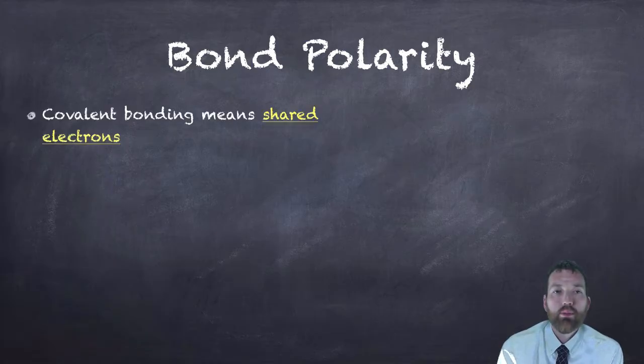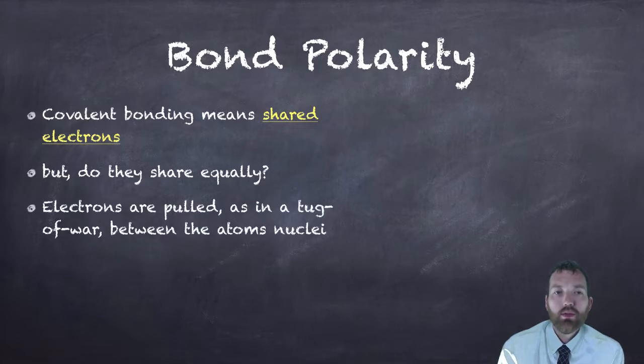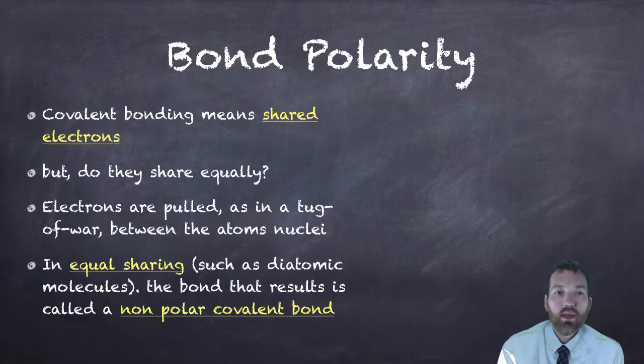So remember, covalent bond means shared electrons, but do they share equally? When two electrons are shared between an atom, the electrons are pulled in a tug of war between the atoms' nuclei. Remember, those negative electrons are attracted to the positive protons in the nuclei of both atoms in the bond. In equal sharing, like a diatomic molecule, the bond that results is called a nonpolar covalent bond.